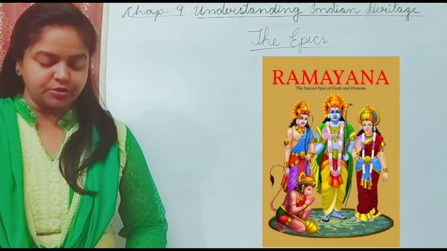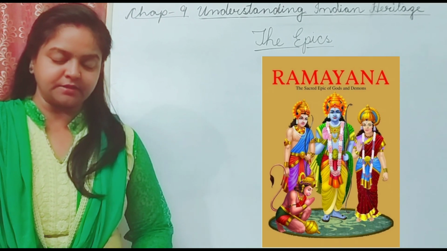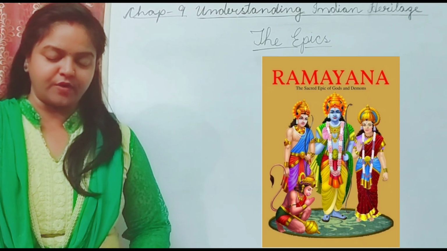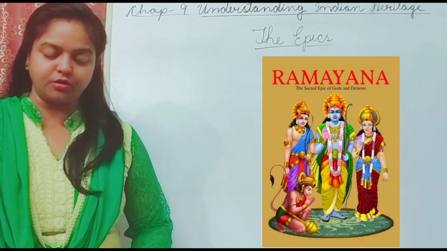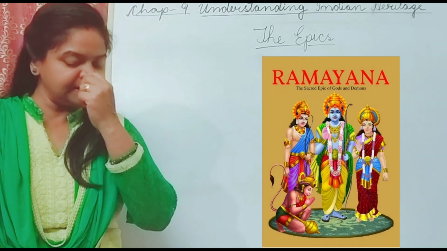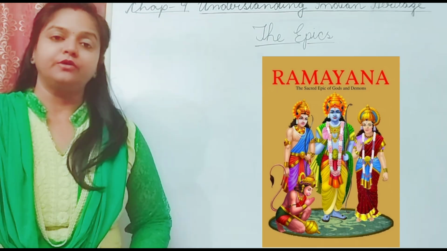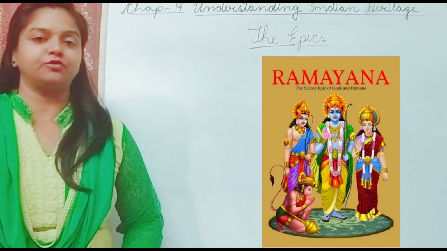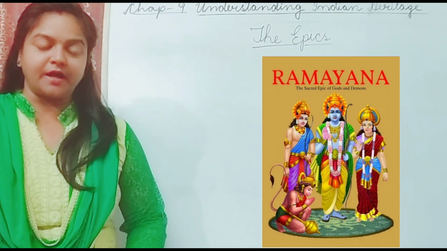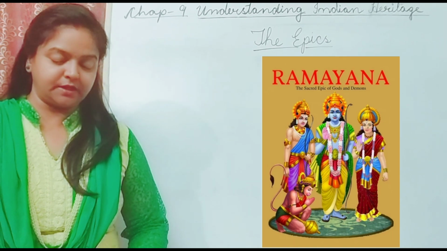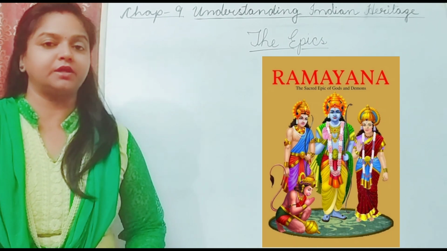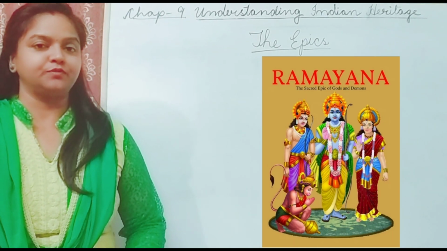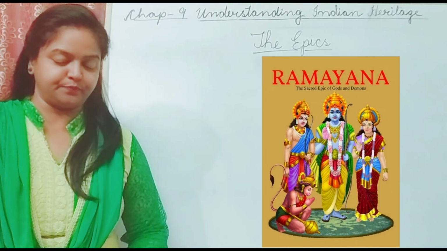It shows ideal characters like father, servant, brother, wife, and the king. It also describes the ideal character of different people, like what should be the ideal character of a father, of a servant, a brother, a wife, and also the king towards his kingdom, towards the people of his kingdom.